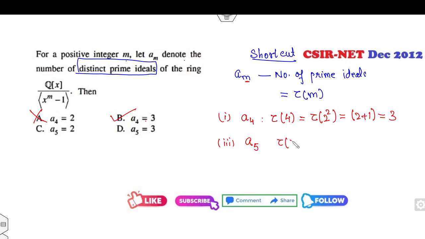Look at the third case, A5. That means your target is to find the tau of 5. 5 is a prime number, so the power is 1. So it will be 1 plus 1, that is 2. So C is the right answer. D option is cancelled. B and C are the correct answers.